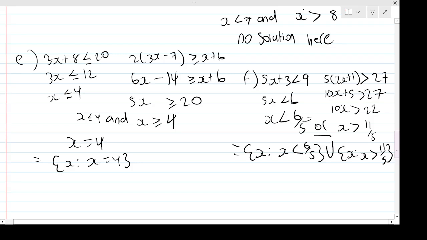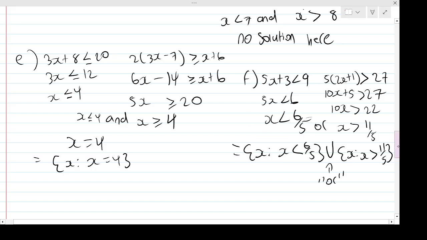So that is that in set notation. That is a key detail. If we have an "or", we need to write these as two different inequalities, which means we need to split them into two different sets. Then we use this symbol, which means "or", to combine them. So this is saying the set of values of x such that x is less than 6 over 5, or the set of values of x such that x is greater than 11 over 5. That's saying pretty much the same thing as before, but in a more mathematically precise way.